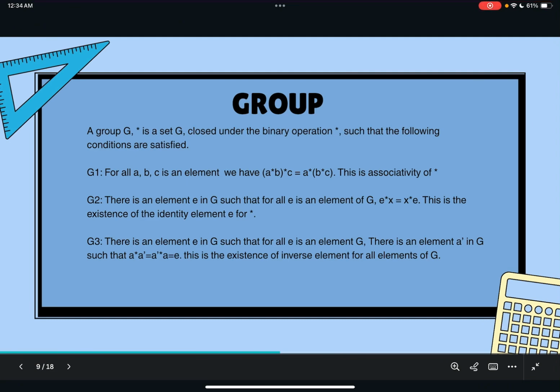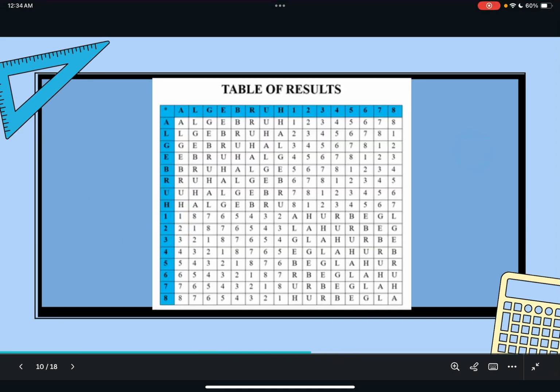Third, for every A in G, there is an element A inverse in G such that A star A inverse is equal to A inverse star A is equal to E. This is the existence of inverse elements for all elements of G. Now, this is the table of results.